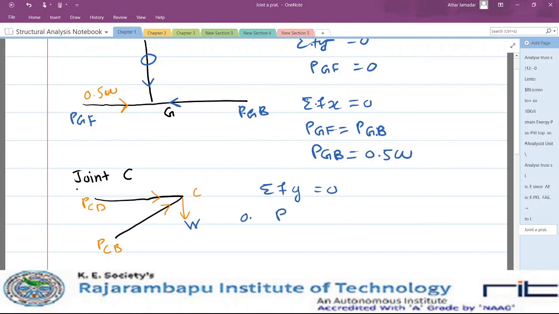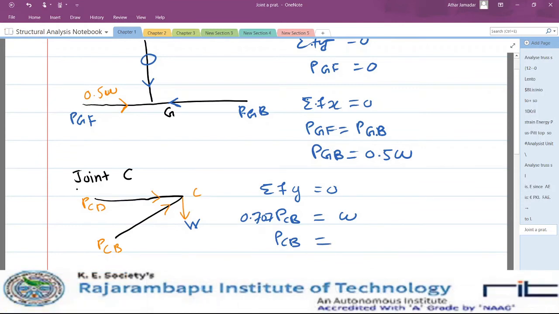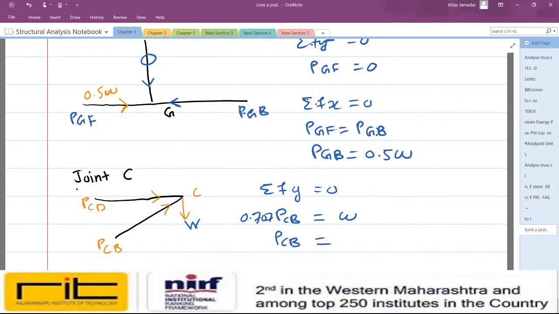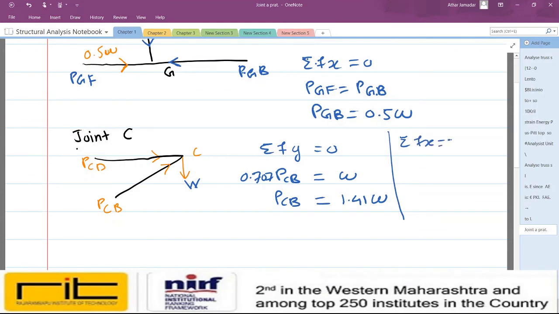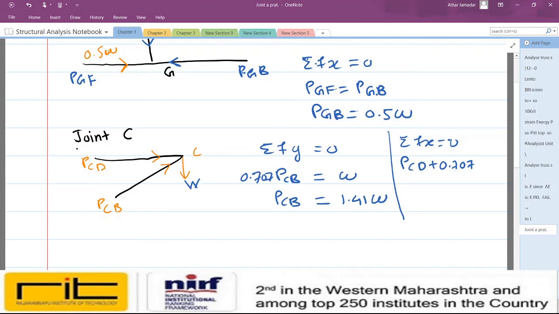Okay, so now Fy is equal to 0, this value of load is W, so 0.707 times PCB is going to be W. So PCB we are getting as W by 0.707, that is 1.41 W. So now you will get PCD plus 0.707 times PCB is equal to 0.